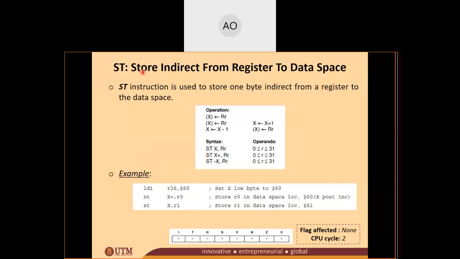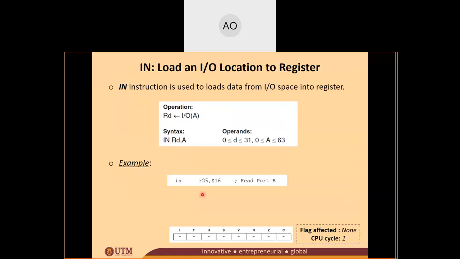Okay, and then we have the ST. This one is used whenever you're going to use the indirect addressing mode. You have three syntaxes here: ST X, Rr; ST X+, Rr; and ST -X, Rr. This one we already covered in the previous class, so I just move quickly in this part.